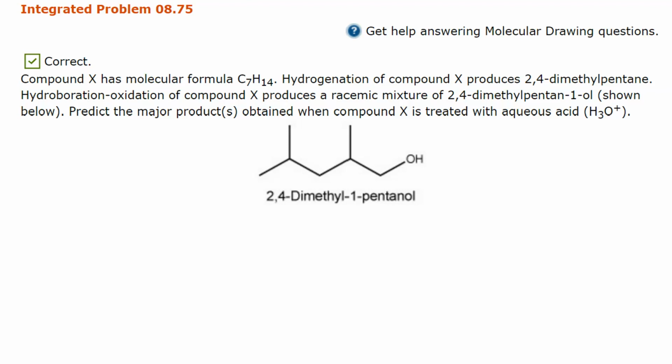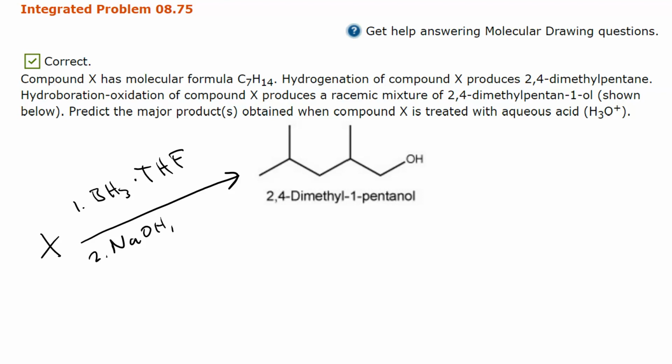This question wants us to build a synthetic map. I'm recording now. So we have compound X, and when we do hydroboration oxidation, we get this product, 2,4-dimethylpentan-1-ol. The reagents for hydroboration oxidation would be 1, borane and THF, and 2, sodium hydroxide and hydrogen peroxide.